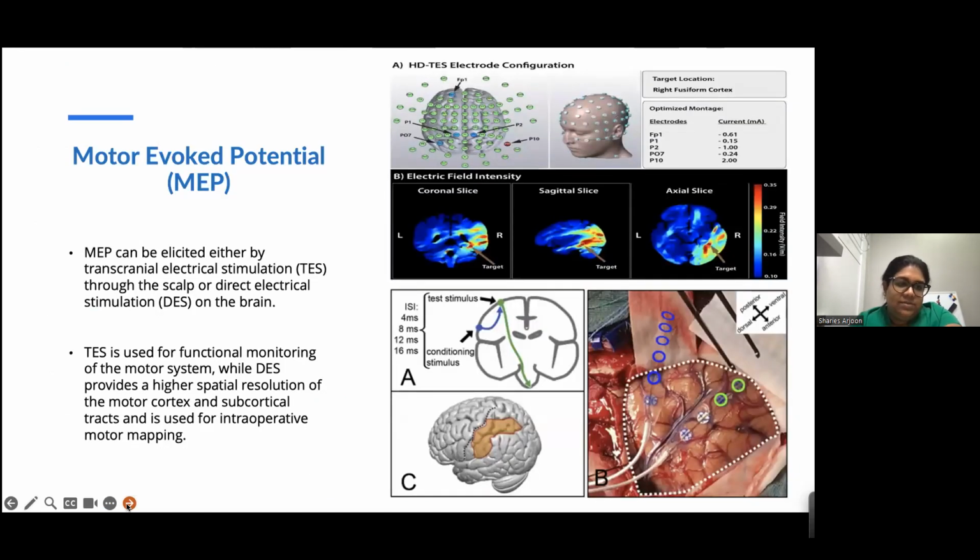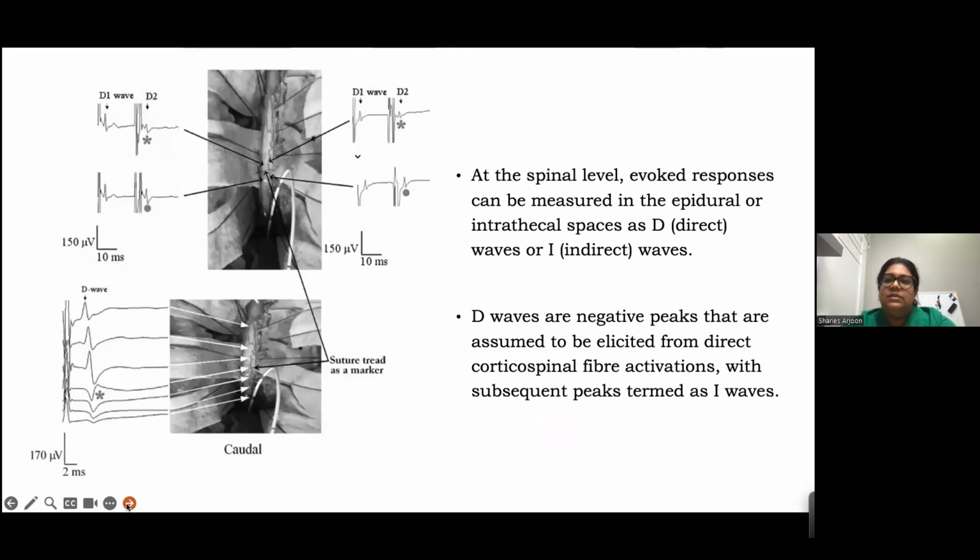MEPs can be elicited either by transcranial electrical stimulation through the scalp or direct electrical stimulation on the brain. TES is used for functional monitoring of the motor system, while DES provides a higher spatial resolution of the motor cortex and subcortical tracts and is used for intraoperative motor mapping. At the spinal level, evoked responses can be measured in the epidural or intrathecal spaces as the D, or direct, waves, or I, the indirect waves. D waves are negative peaks that are assumed to be elicited from direct corticospinal fiber activations, with the subsequent peaks termed I waves.